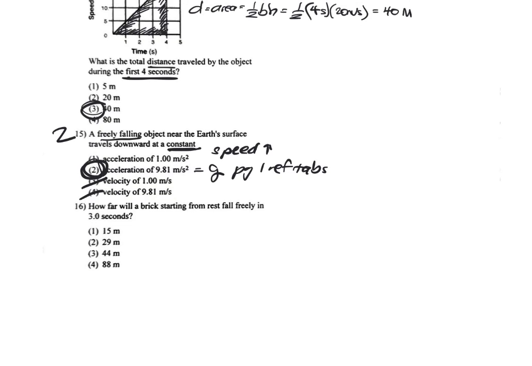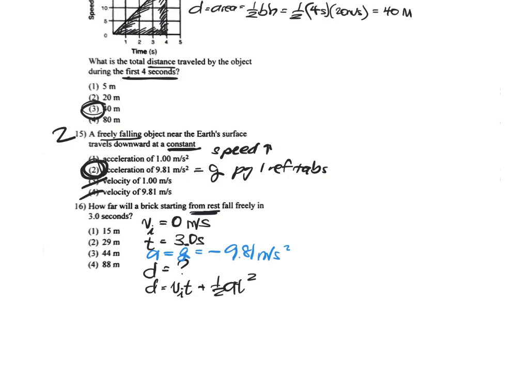Okay, then 16. How far will a brick falling from rest fall freely in 3 seconds? Well, let's write down the givens. It starts from rest, so we know that v initial is 0, and that it falls in 3 seconds, and we want to know how far. Since it's freely falling, we also know the acceleration due to gravity is negative 9.81 meters per second squared. With v initial, time, and acceleration, to solve for d, we use, on page 6 of the reference tables, d equals v i t plus 1/2 a t squared.